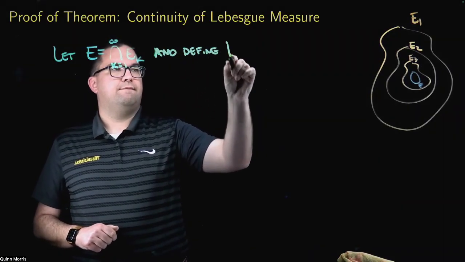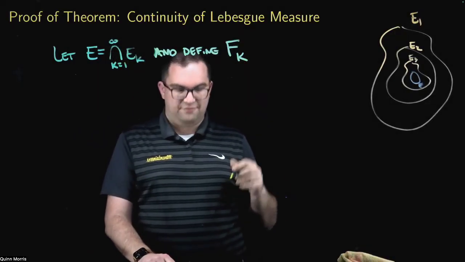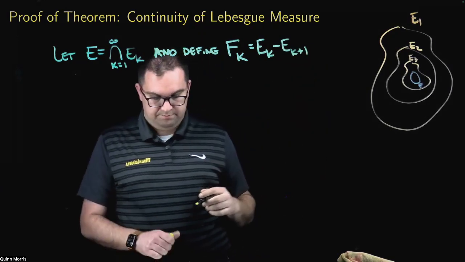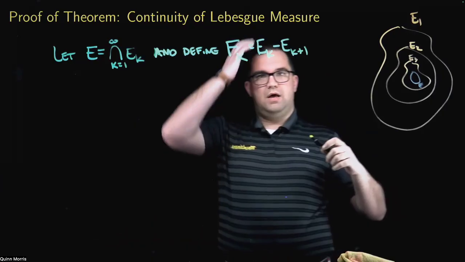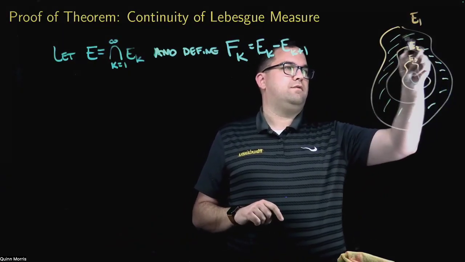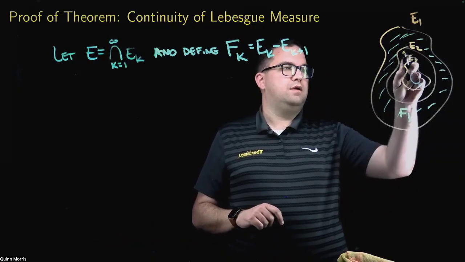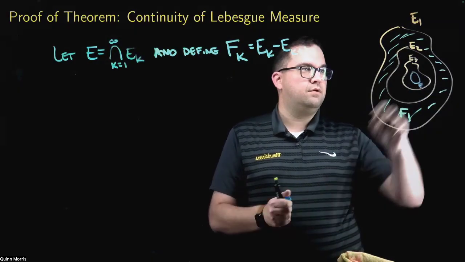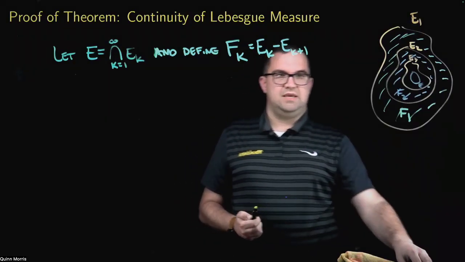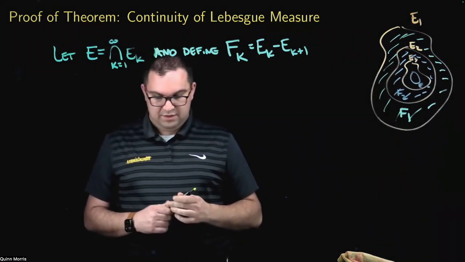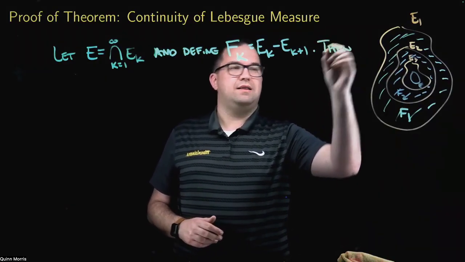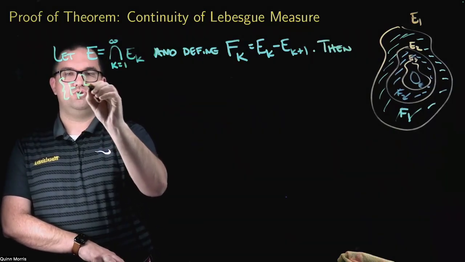And now I want to define a sequence of sets, which I'm going to call the Fks. They are going to be Ek minus Ek plus 1. Okay, so what are these sets? Well, F1 would be E1 minus E2. It's just the in-between stuff here, so this would be F1. F2 you could think of as being the stuff in here. So it's just the in-between stuff. And the nice reason for doing this is if you define it in this way, then the Fk are pairwise disjoint.